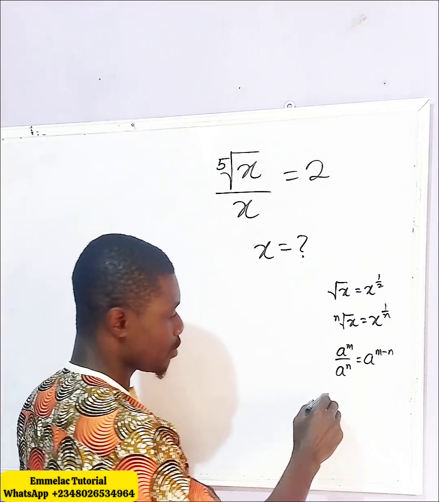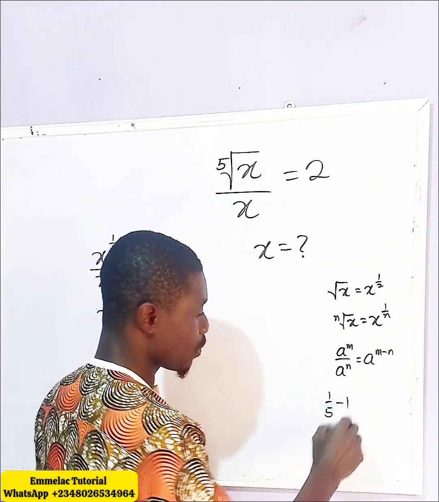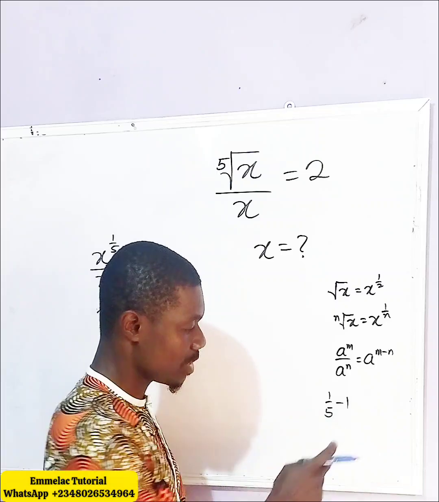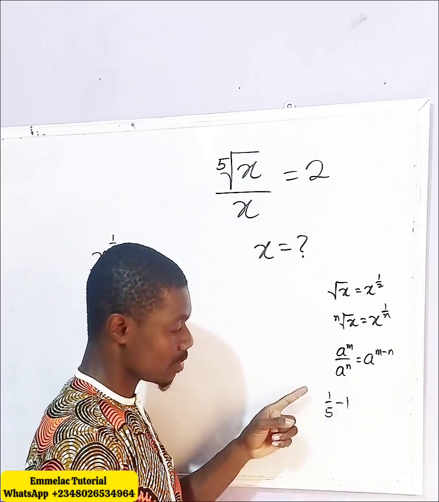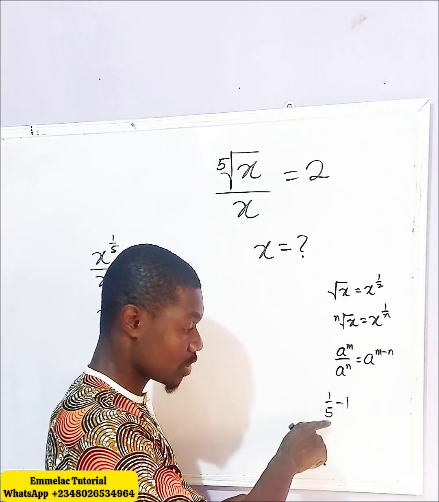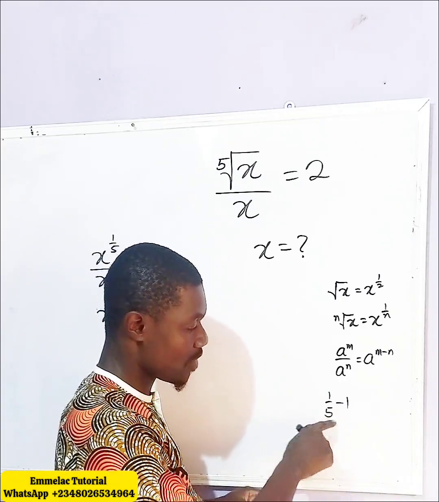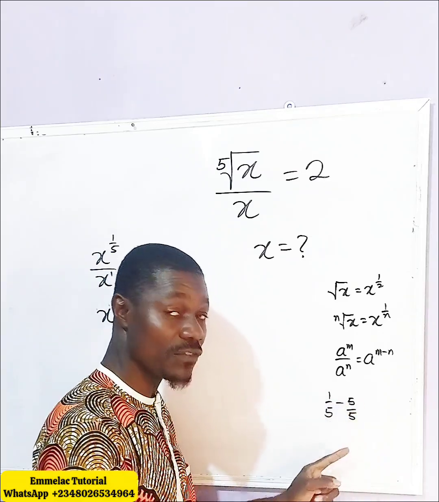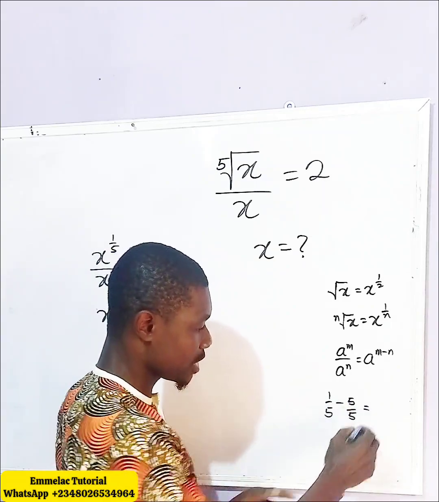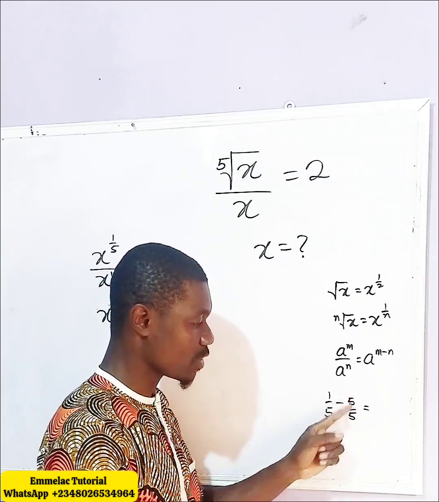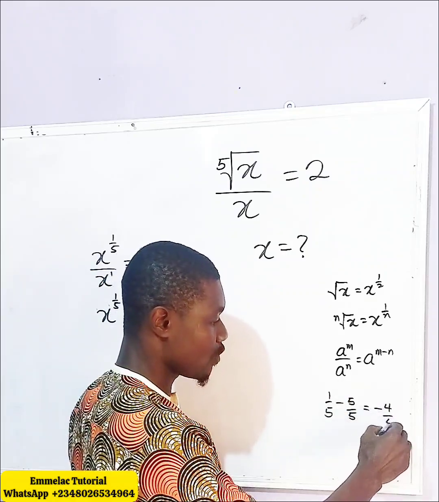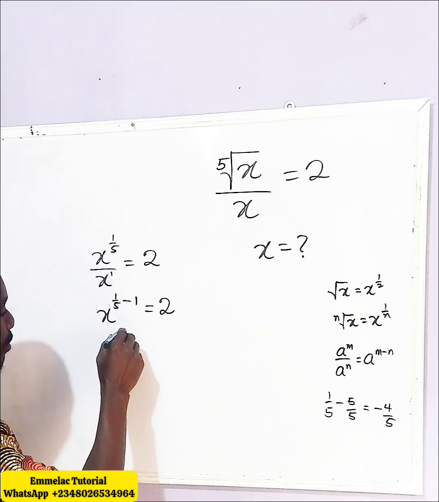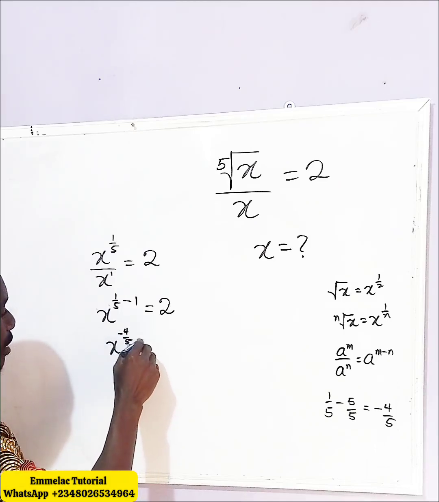So you have 1 over 5 minus 1. Now for us to have the same denominator here, you make this 1 a fraction containing 5 over 5. Because here we have a denominator of 5, so our 1 here can be 5 over 5. So 5 over 5 is the same thing as 1. So at this point, since we now have the same denominator, 1 minus 5 will give us minus 4, then all over 5. So the whole of this becomes x raised to the power of minus 4 over 5, equals 2.